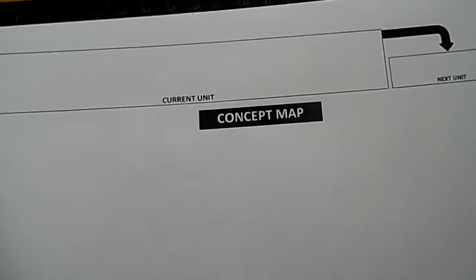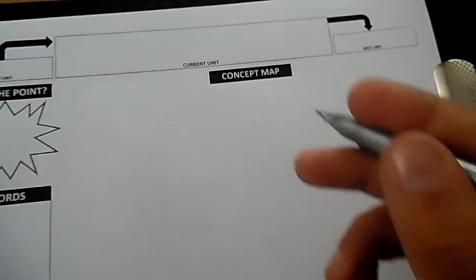Okay, so what we're going to do here is a unit map, or a concept map. What exactly is a concept map? A concept map is all the objectives we're going to do in one map. So let's figure this out.